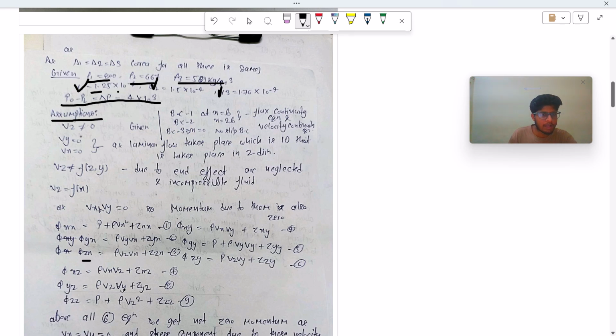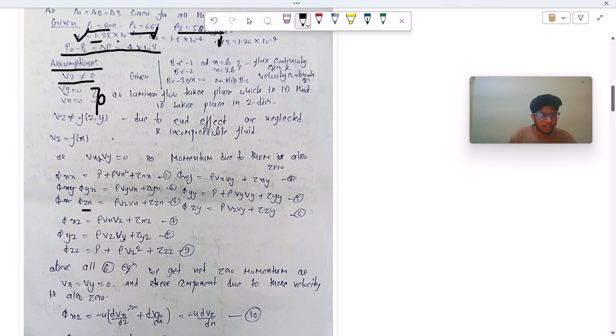As vz is not equal to 0, vy equals 0 and vx equals 0. These velocities need to be 0 as there is a 1D flow. The 1D flow takes place in the z direction, so the vx and vy components must be 0. And vz is not a function of z and y, as we neglect the end effects and the fluid is incompressible. So there is no variation of the velocity in the z and y directions. There is variation in the x direction; vz is a function of x.